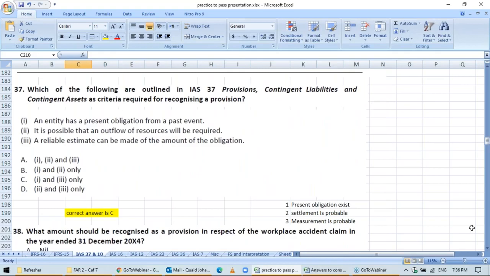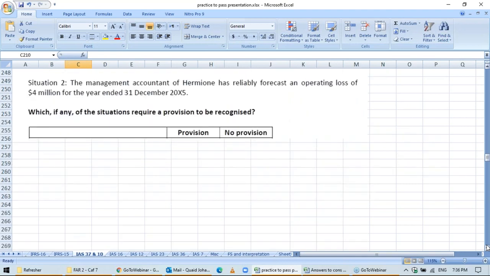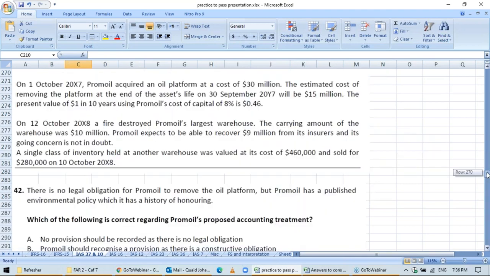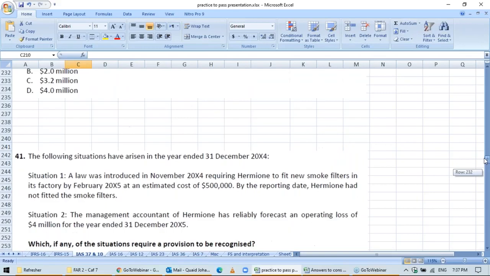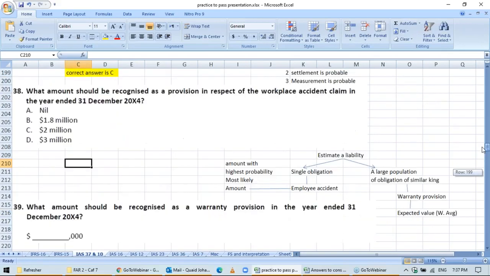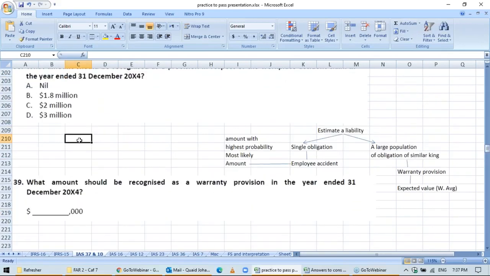Okay, so the correct answer is, sorry, it's 2 million. It's C. Now, read this 39th one. What amount should be recognized for the warranty provision in the year ended 31st December 2014?